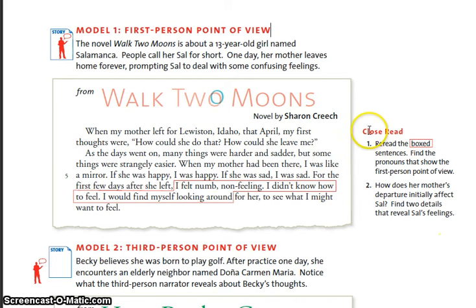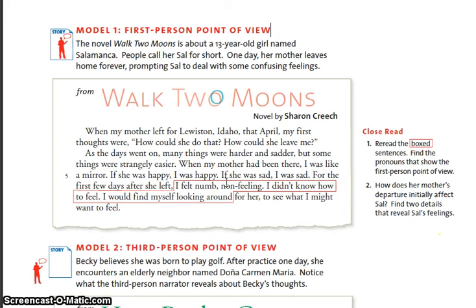Let's take a look at the close read questions right here. It says reread the boxed sentences. Find the pronouns that show the first person point of view. Since I'm on the computer, I'll be able to highlight right on the screen, but of course you can't mark in your textbooks, so it's a good idea to use a transparency and a dry erase marker. That way you can highlight the information that I'm going to be highlighting.